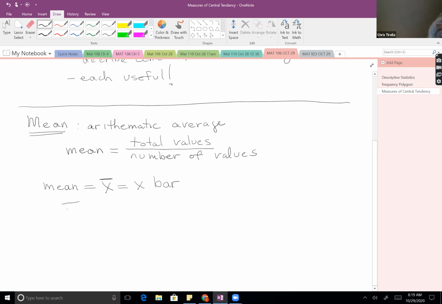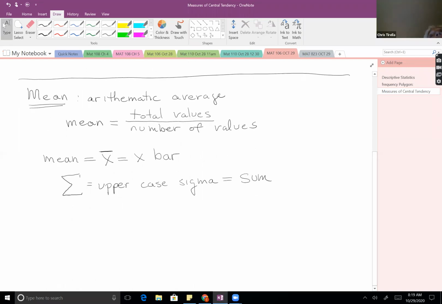Has anybody ever seen this uppercase Greek letter sigma in math? Yeah, it's the sum in Word. I mean, the sum in Excel. Yeah, and that's what it means. The sigma means sum.